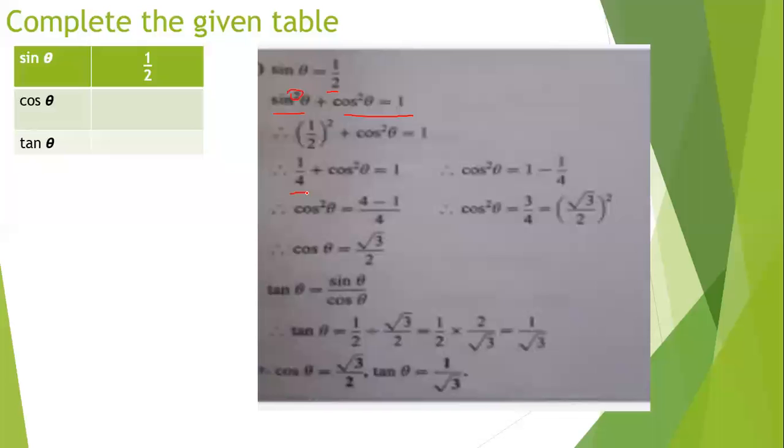Whenever you are moving any number from LHS to RHS or from RHS to LHS, its sign gets changed. So here we have plus 1 upon 4. When it goes to the right hand side, it will get converted into minus 1 upon 4. So cos square theta is equal to 1 minus 1 upon 4.